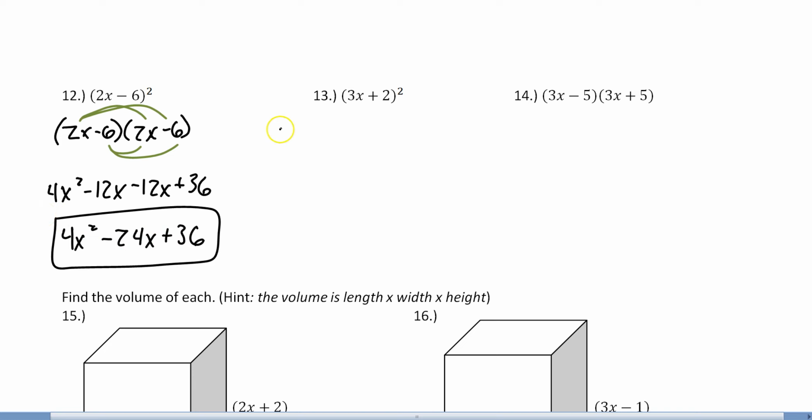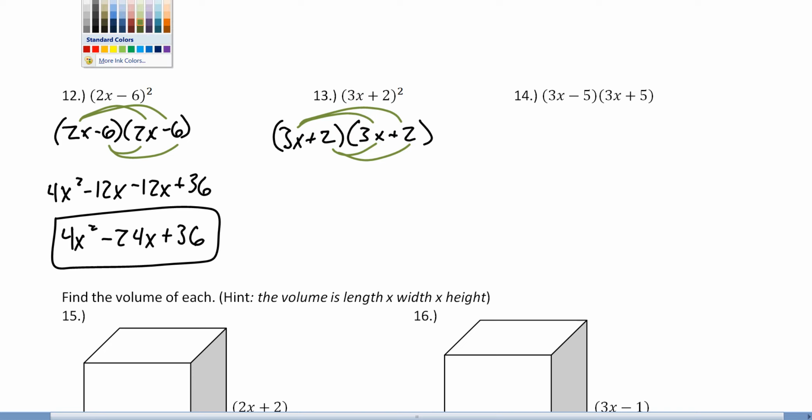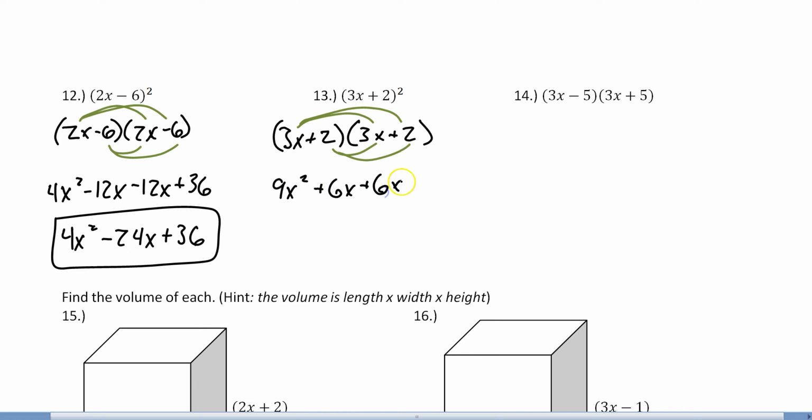This guy, same kind of thing. Always rewrite it as 3x plus 2 times 3x plus 2. And now we have to distribute or FOIL. I distribute the 3x to each term. I distribute the 2 to each term. 3x times 3x is a 9x squared. 3x times the 2 is a plus 6x. 2 times the 3x is a plus 6x. And 2 times 2 is the 4. And again, combining those like terms. Okay, that gives me a plus 12x and a plus 4.